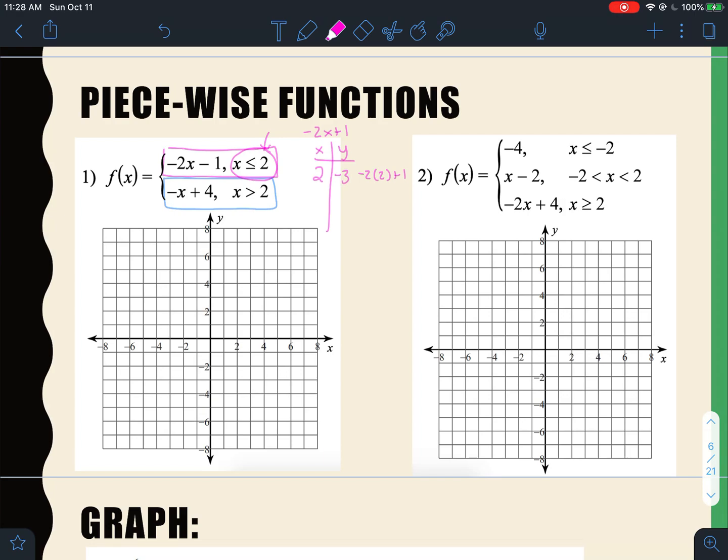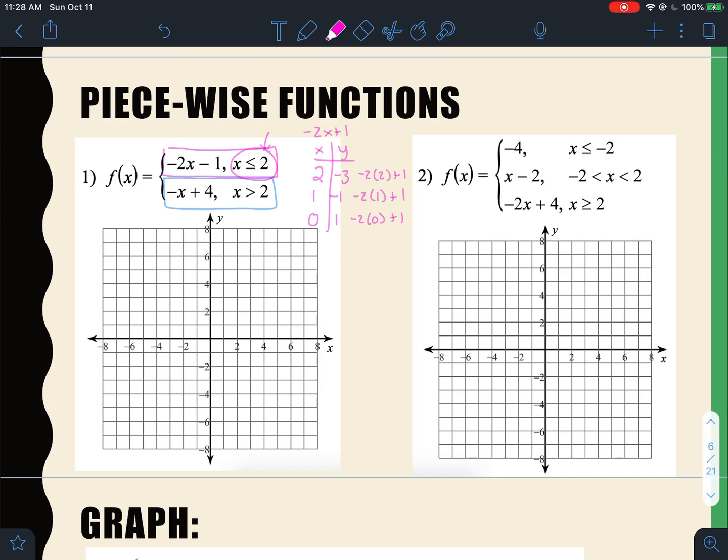Now I want numbers that are smaller than 2 because x is less than or equal to 2. A number that's smaller than 2 is 1, so we'll try 1. If I take 1 and plug it in, I would have negative 2 times 1 plus 1, which would be negative 2 plus 1, which is negative 1. And then let's do one more point just to make sure that we're on the right track. So let's do 0, because that is less than 2. So it'd be negative 2 times 0 plus 1, which is 1.